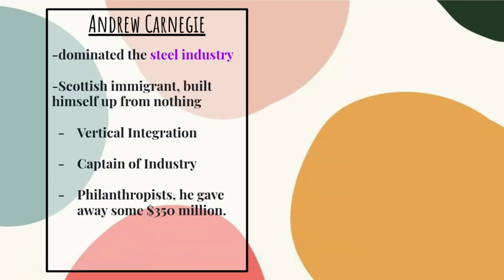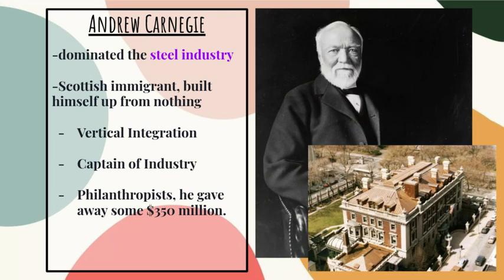Okay. Now let's go to Andrew Carnegie. He dominated the steel industry. Look at our buildings right now, our really tall structures. We had to have steel in order to have an actual city, a structure that would last for a long time. Because you can't just use bricks. That's not going to last. You need to have steel. So Carnegie was a Scottish immigrant who built himself up for nothing. Okay, he had the vertical integration where he owned all aspects of producing steel, delivering steel, creating the steel beams, all that. He did all that. And he was a major philanthropist.